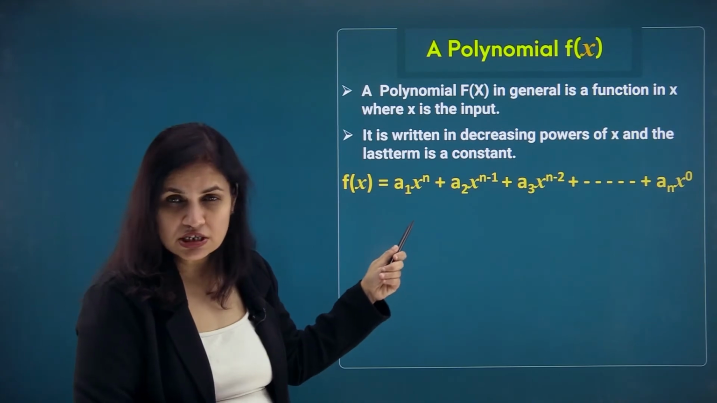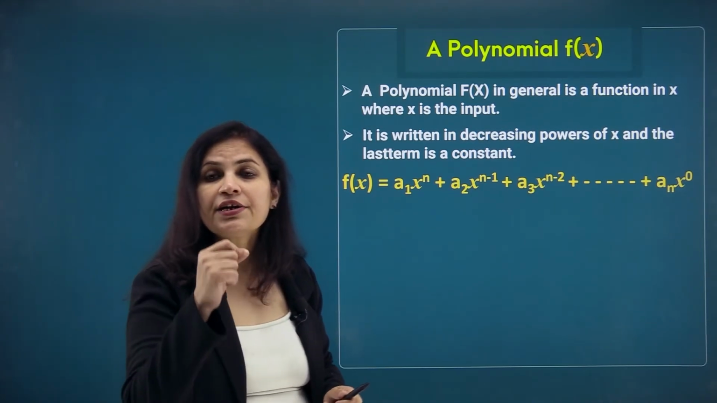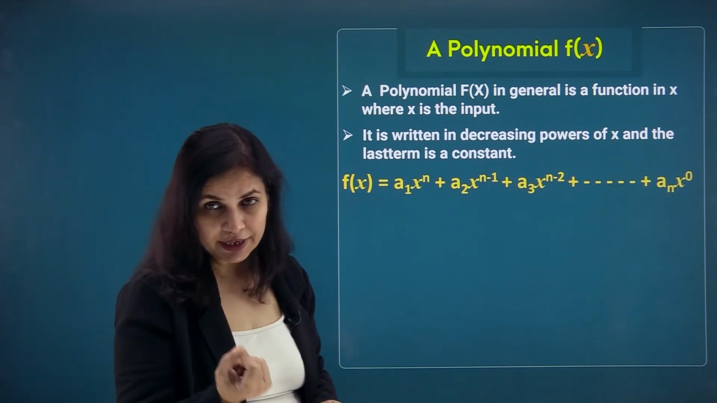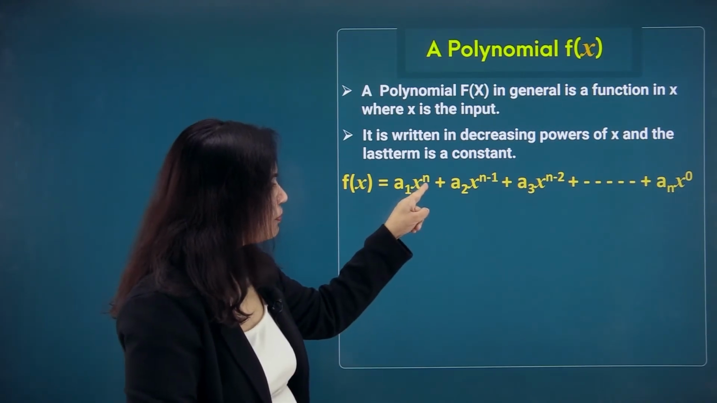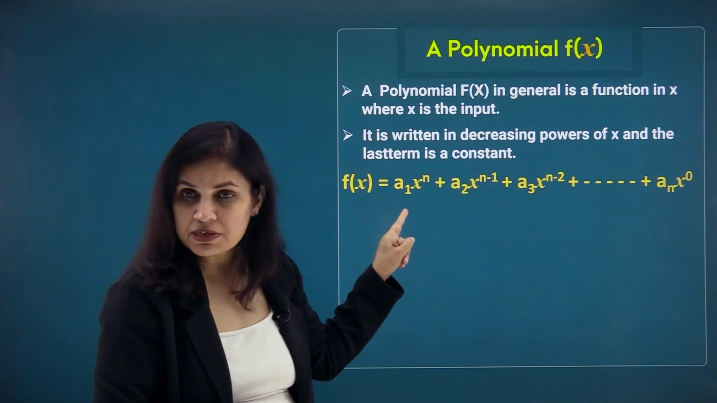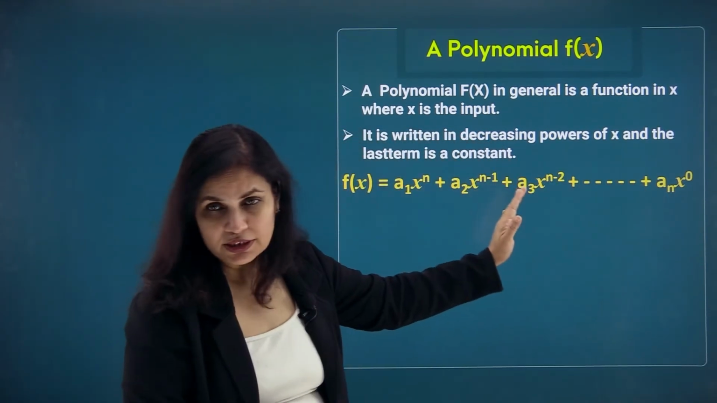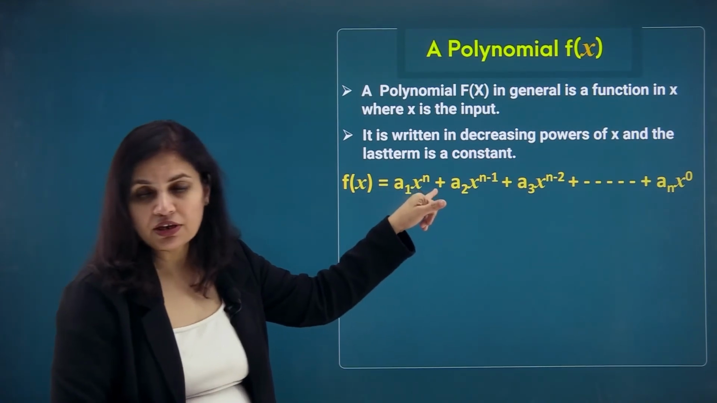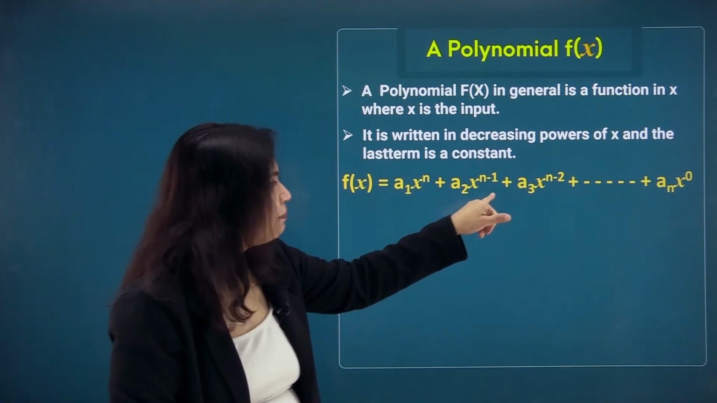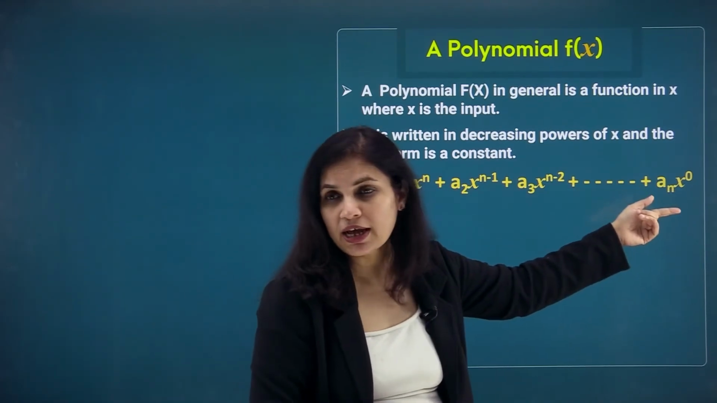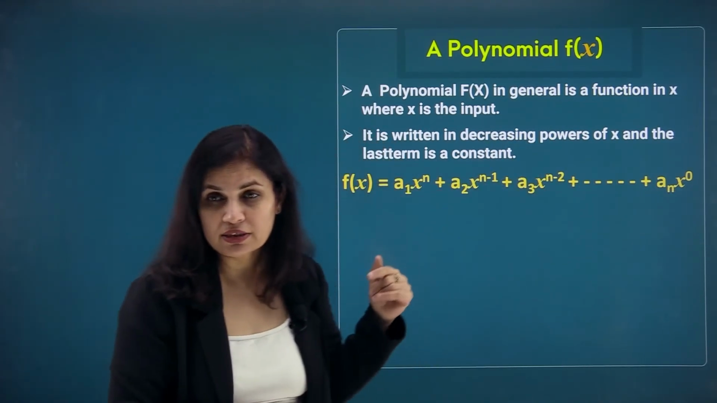Here, if it is an n-termed expression or a polynomial comprising n terms, then the power of the variable in the first term is n, and it is gradually decreasing. If the power of the variable in the first term is n, the power will be n minus 1 in the second, n minus 2 in the third, and n minus n, that is 0, in the last.